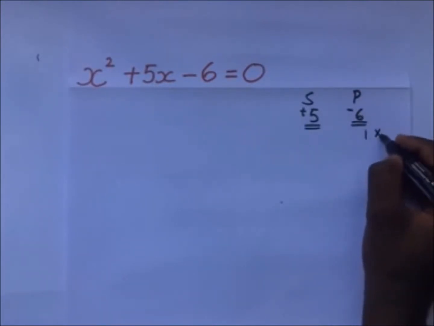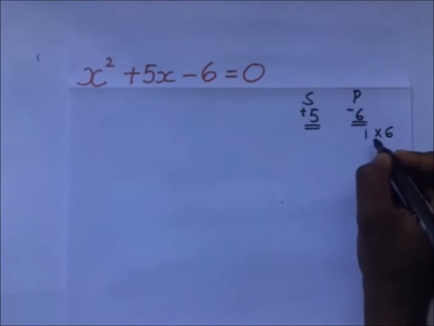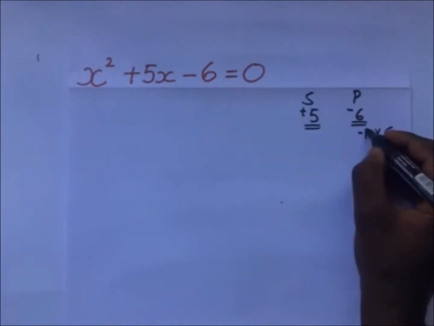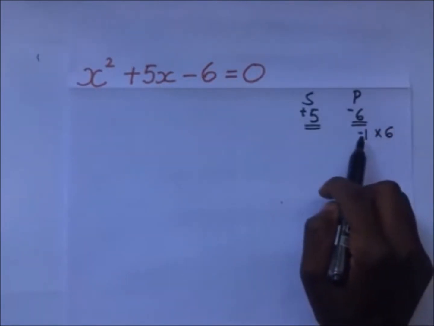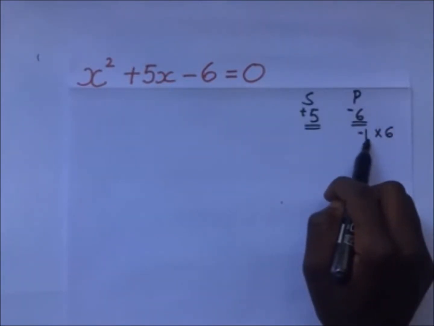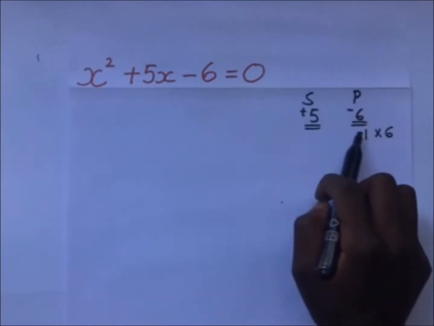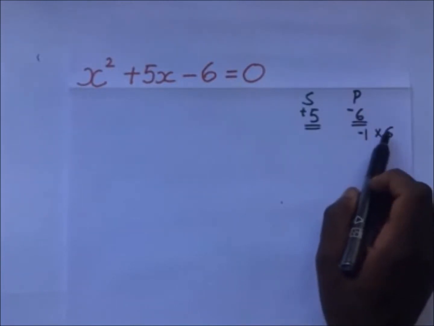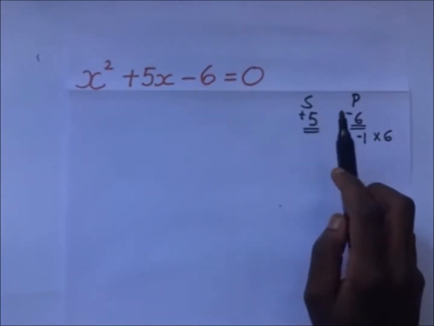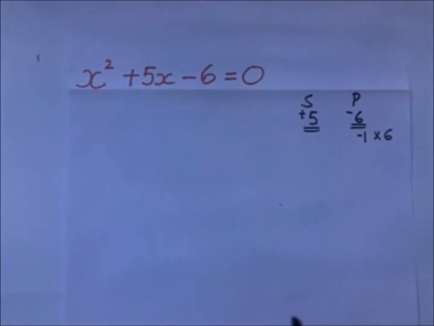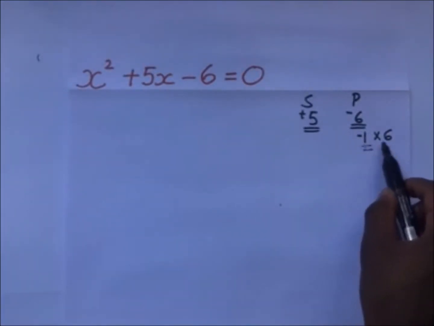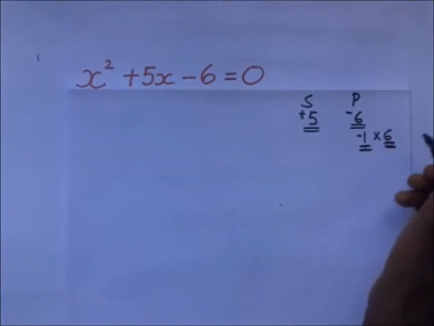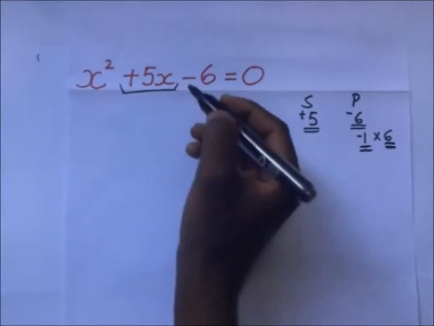Factors of 6, we have 1 times 6. Between 1 and 6, if we make 1 a negative, we know that negative 1 times 6 will give us negative 6, because the negative and the positive will give us a negative. Negative 1 plus 6 gives us a sum of positive 5. So out of all the factors of 6, we shall go with these two numbers, negative 1 and 6. This negative 1 and 6 are going to replace this middle term.